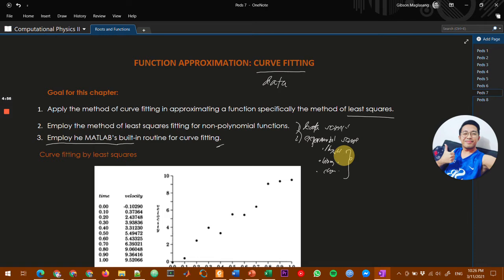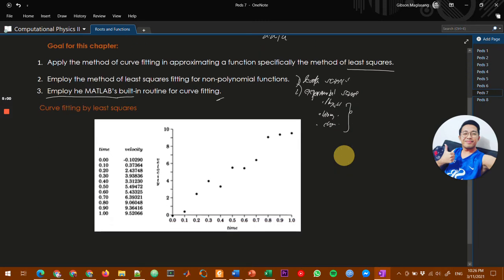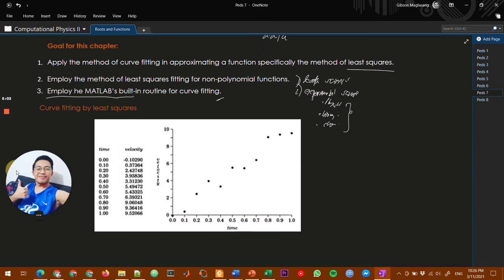And in curve fitting, the simplest one is actually a straight line, okay? The simplest model. For example, take a look at this data, kaning picture. Sa picture you have your data with time and velocity. For each time, naa kay velocity. So this is experimental data, and then this is plotted on the time and velocity axis.